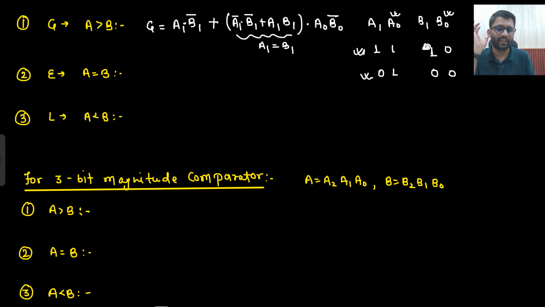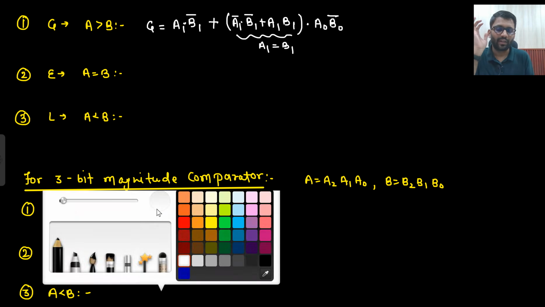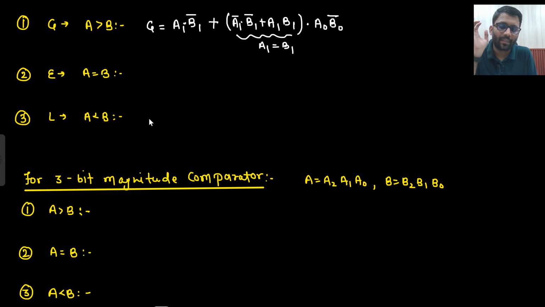I hope you are understanding it. I am taking examples as well. Can you write down this one? Here B is greater than A. So how will you write it down? B is greater than A. The first condition could be that B1 is there and A1 is not there.